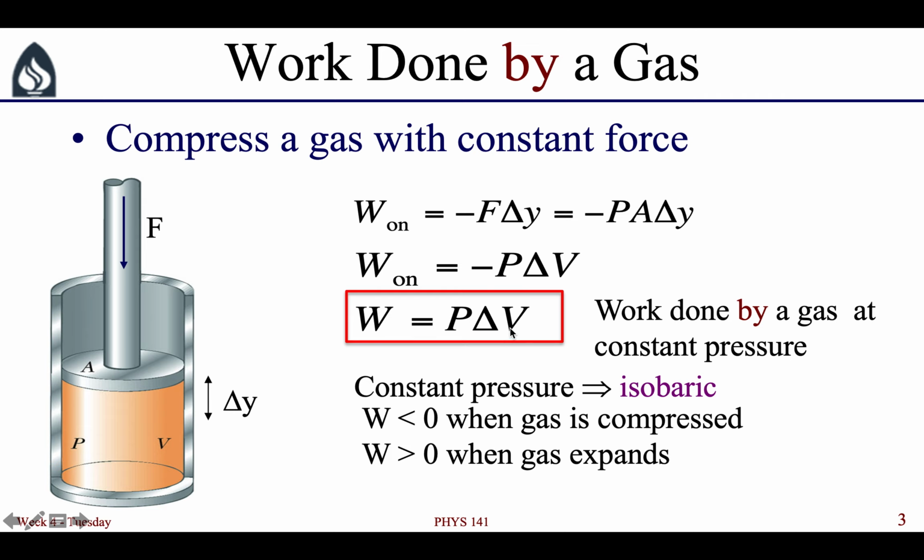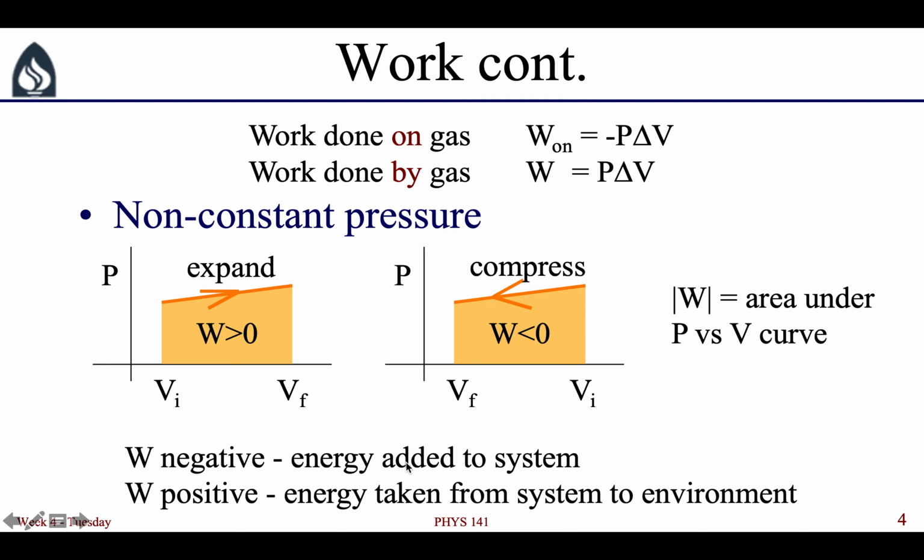Now we'll notice that this expression is only valid for when the pressure is constant. A constant pressure process is known as isobaric. So you can think of that as a barometer. Barometer is the root of this word. A barometer measures pressure. Isobaric means same pressure. When the gas is compressed, the work done by the gas is negative. When the gas expands, the work done by the gas is positive. So these are a rewrite of the expressions on the previous page.